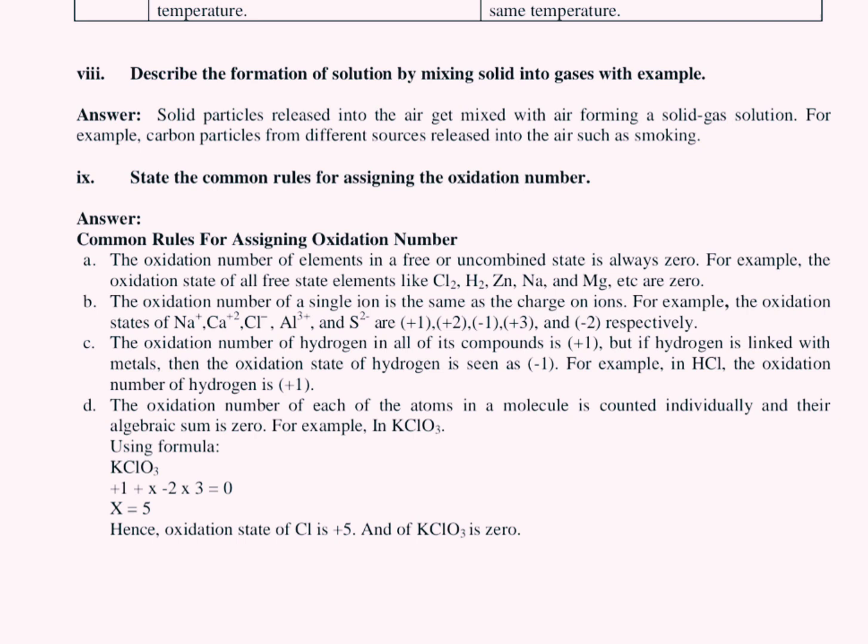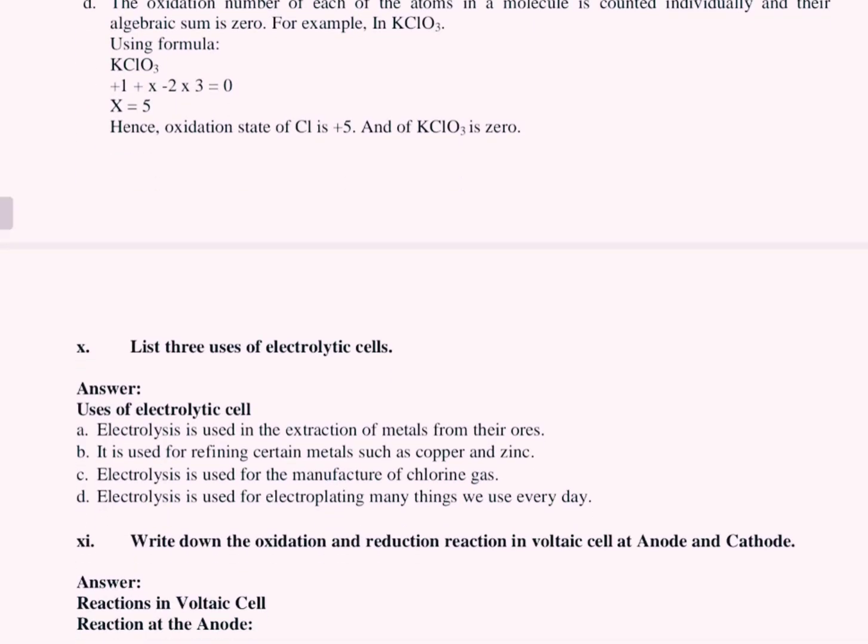And then we have: the oxidation number of each of the atoms in a molecule is counted individually, and their algebraic sum must be 0, because overall the compound is neutral. So to ये 0 होती है. For example, if you want to determine for sulfate SO4-2, so sulfate ion है, so उसकी oxidation state overall आपको 0 result नहीं देगी. You have to take care of this thing.